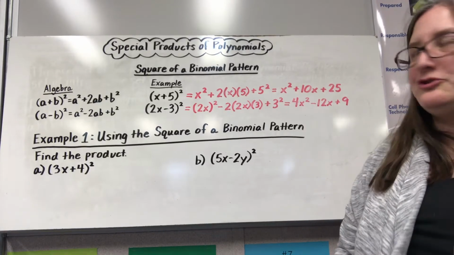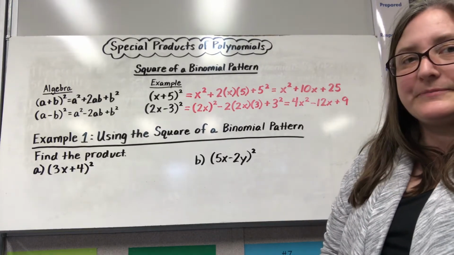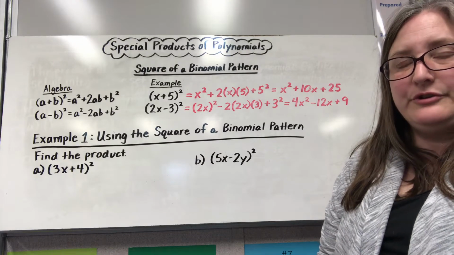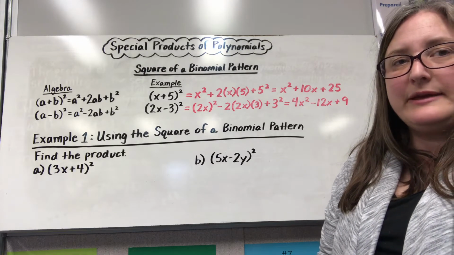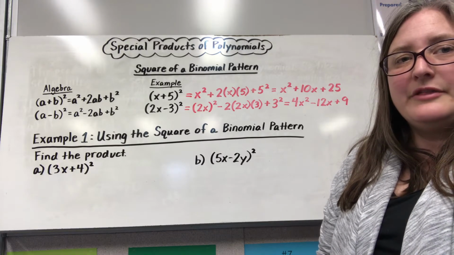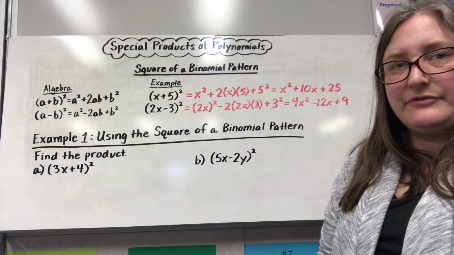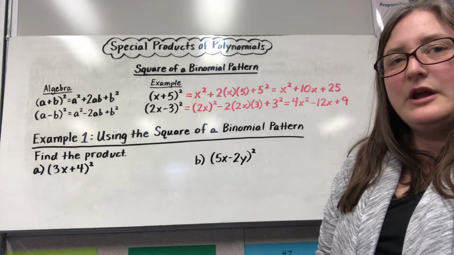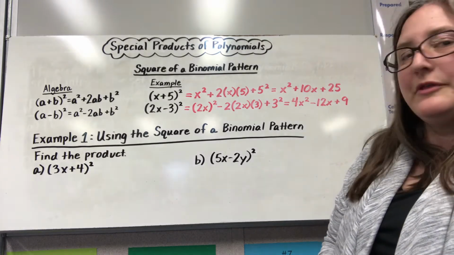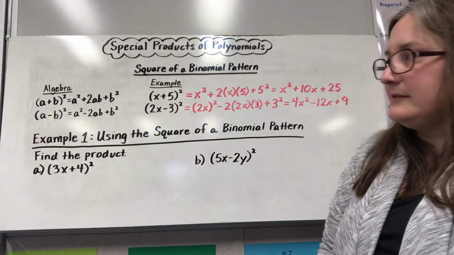This is special products of polynomials. There are some polynomials that we can solve without having to do the distributive property, without making a table, and without using the FOIL method, because they have certain patterns that always repeat. So if we know the pattern, we can easily solve the problem without using any of those other methods.